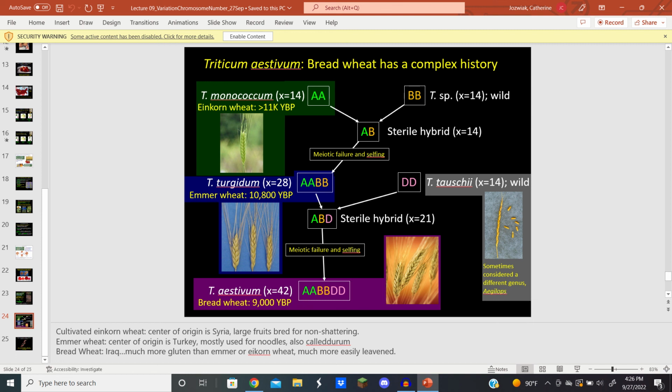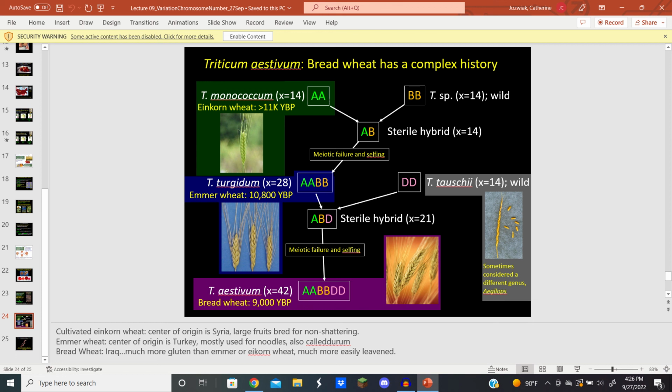Now these don't match each other, so this can't undergo meiosis. Unless what happens? What would have to happen for this to be able to undergo meiosis? Spontaneous doubling, right? So we get AABB. Now every chromosome has got a buddy, right, in homologous pairing. And that results in something that's called emmer, which we know that people have been using for at least 10,000, almost 11,000 years. And this is Triticum turgidum, and it's got a diploid number of 28.